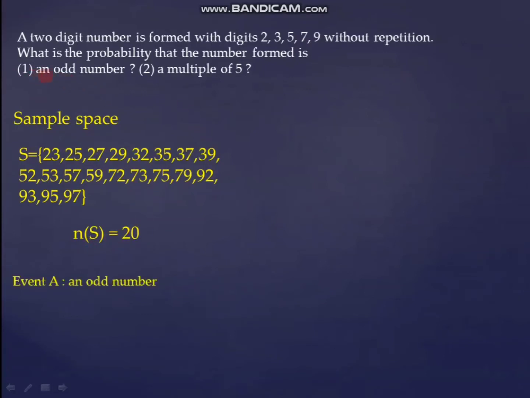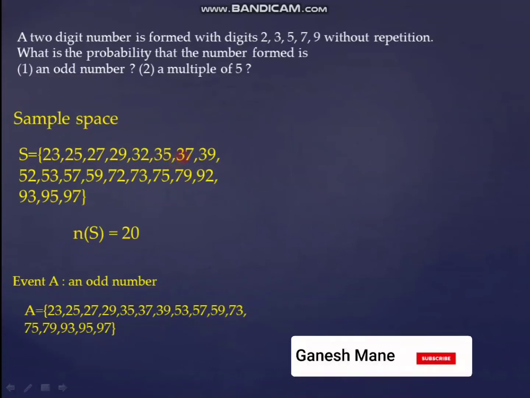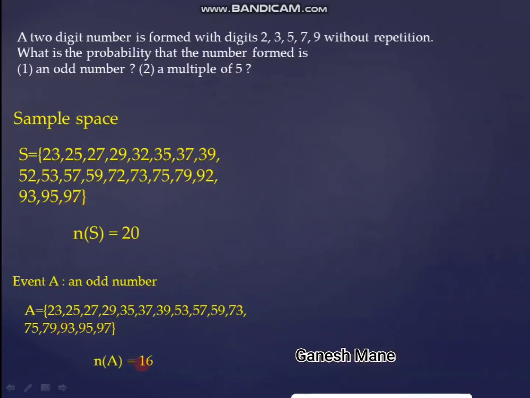Now let us have the first event, that is, the number which is formed must be an odd number. We have to collect all the odd numbers from this sample space. The odd numbers are 23, 25, 27, 29, 35, 37 up to 97. So these are the total 16 odd numbers in this sample space. That's why in set A there are 16 sample points, that is n of A is equal to 16.